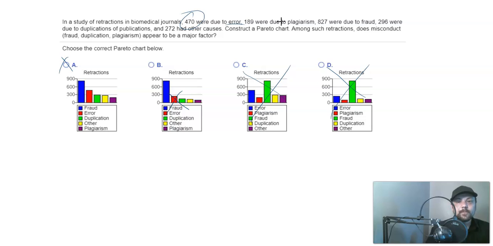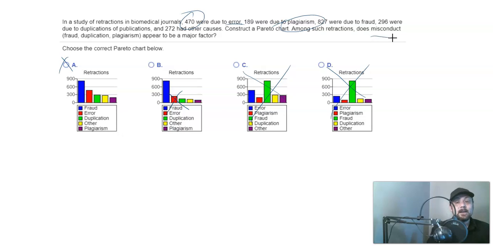So we have error, plagiarism, fraud, duplications, and other causes. So I don't know which one they're considering to be misconduct. I didn't capture it in my screen grab, but I would imagine that you're going to have like 4 options. 2 of them are going to say yes, 2 will say no. And you'd have to look at the wording to see what issue they're wanting you to probe. Now, if by misconduct they mean just plagiarism, that seems to be pretty low, relatively speaking, to the other issues that caused retractions. And so I would say no in that case. It's the least common reason.